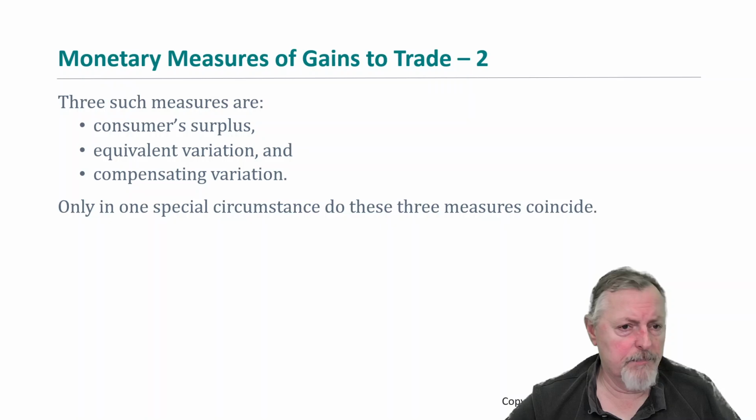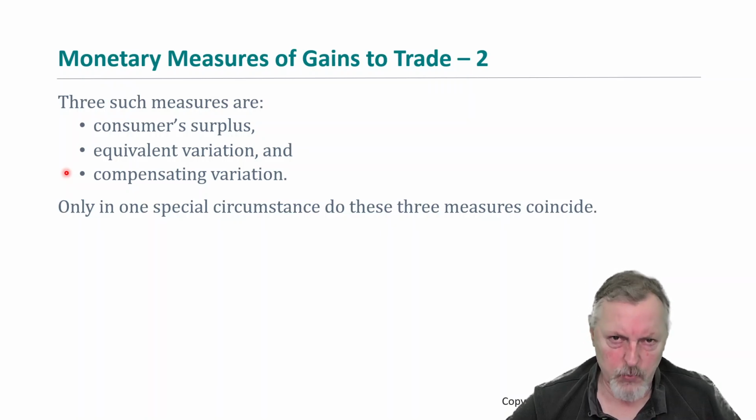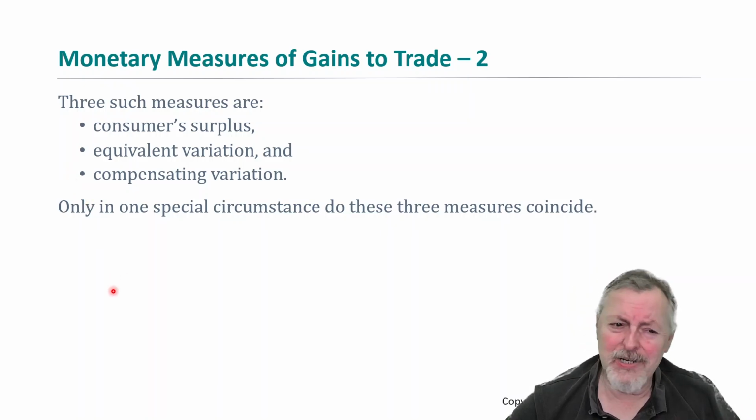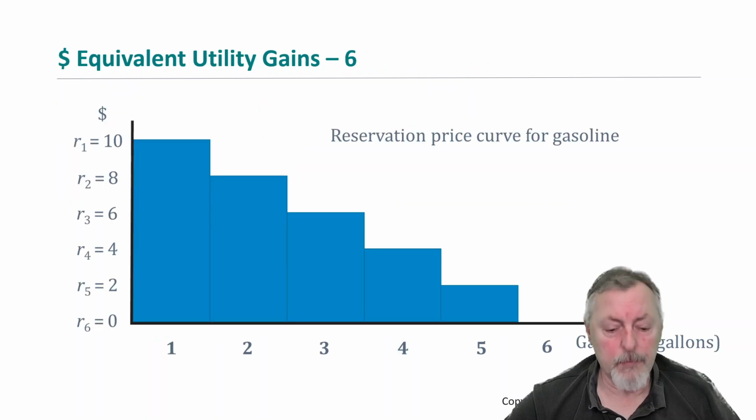Here are the three ways we can look at it. Consumer surplus, equivalent variation, and compensating variation. Equivalent variation and compensating variation are the two ways I mentioned of calculating a change in utility in dollars. Why they're called variation, I don't know. I was thinking about that, and I do not know why they called it that. Now, bit of review.